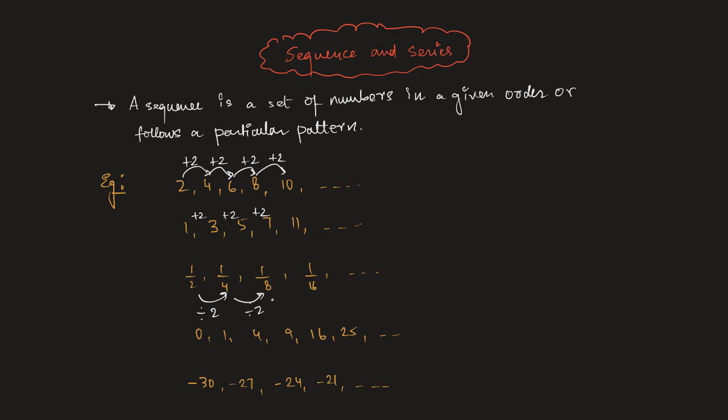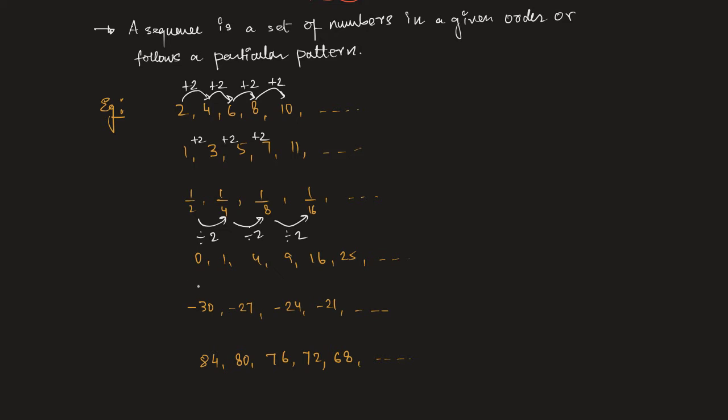So throughout the series, a particular pattern is being followed. This is also a sequence. This is a special sequence known as the square number sequence. So this is 0 square, 1 square, 2 square, 3 square, 4 square, and so on. This is also a pattern, and this is a sequence of plus 3.